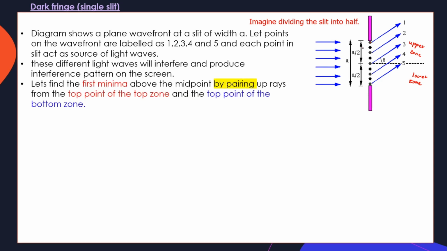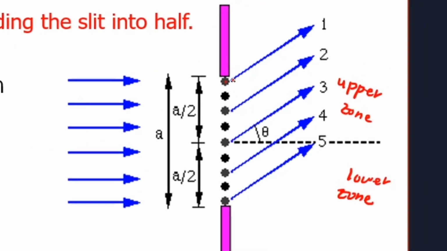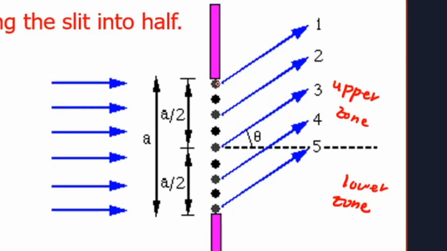So let's find the first minima above the midpoint by pairing up rays from the top point of the upper zone. Here is the top point of the top zone, and also the point from the top point of the bottom zone.